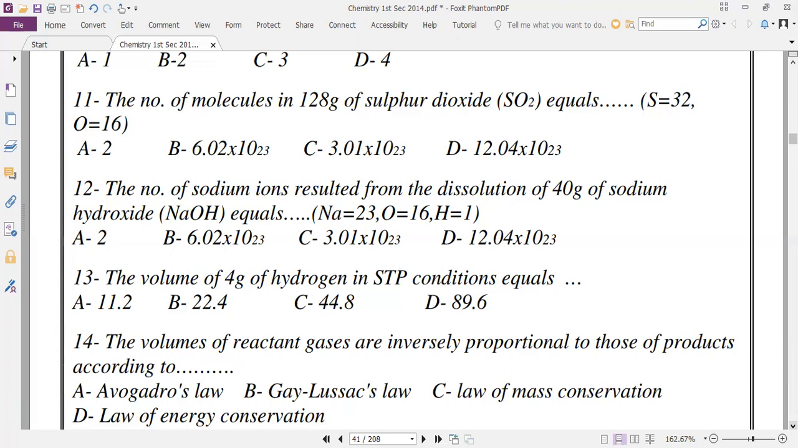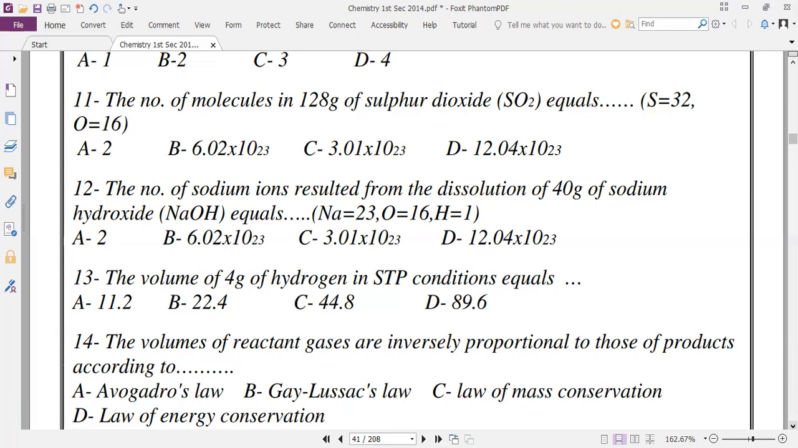Equals what? The number of moles will be 2. Okay, 2 moles. Try multiplying number of moles times Avogadro's number. Equals what? 12.04 times 10 power 23. Right. Do you understand it?